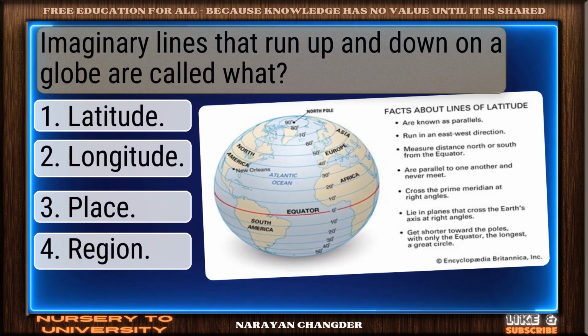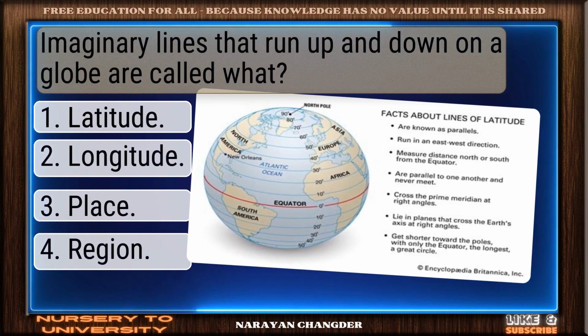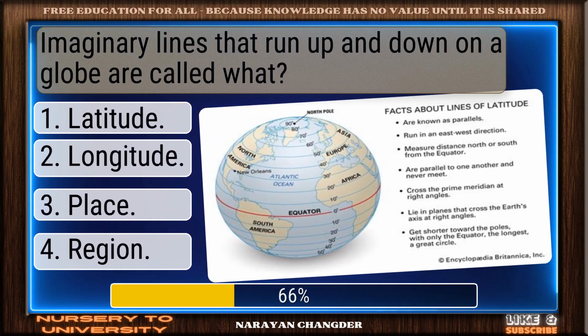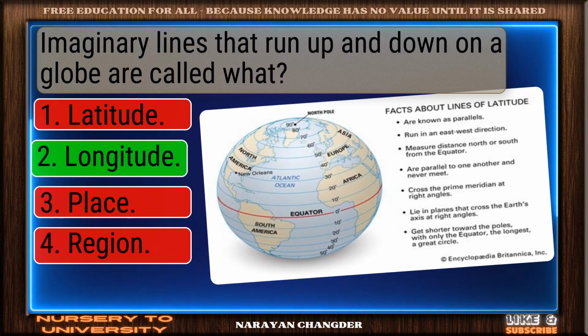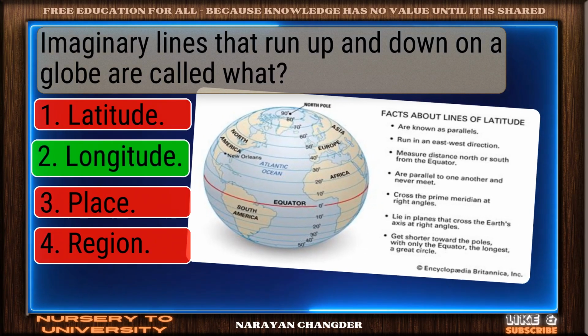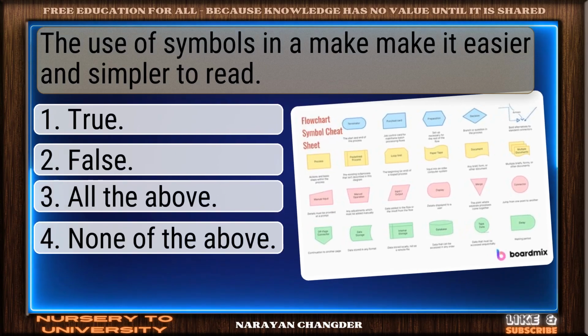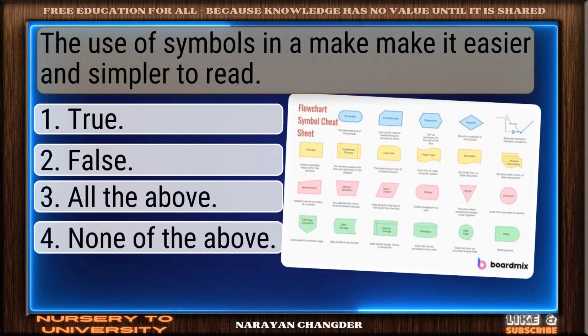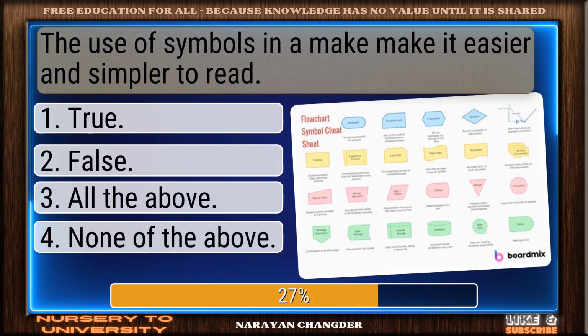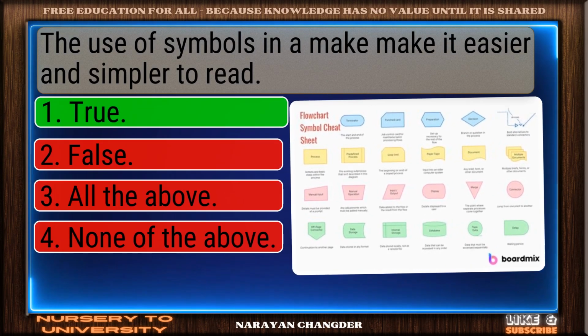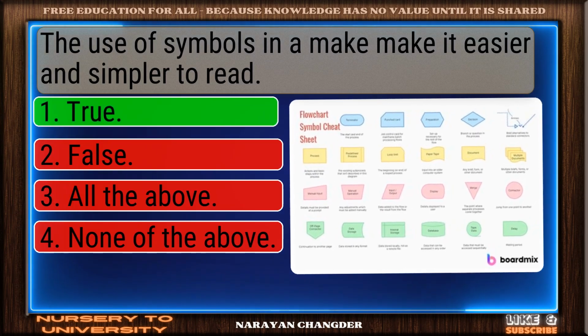Imaginary lines that run up and down on a globe are called what? Excellent choice. Longitude is the right answer. The use of symbols in a make it easier and simpler to read. Well done. True is the right choice.